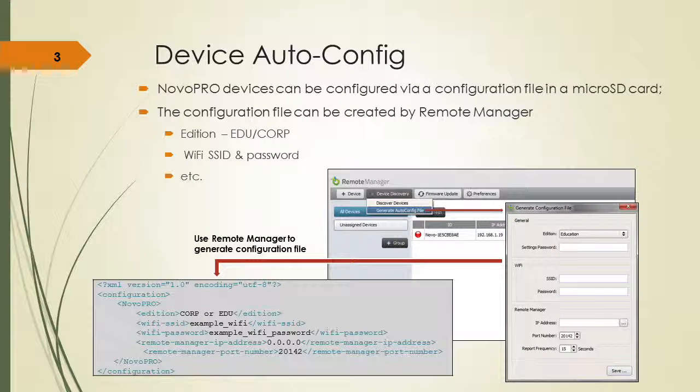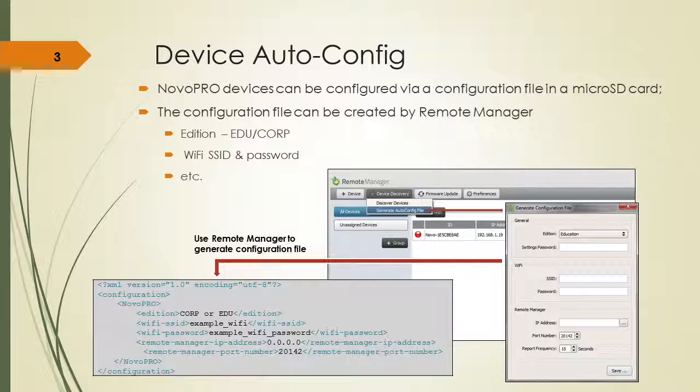In relation to the proper network deployment, here we highlight a key feature called Device Auto-Config. This is very important for large-scale deployment. The video Remote Manager Basics also covers this topic. In a small-scale NovoPro deployment, those individual NovoPro devices can be added into Remote Manager manually, one by one. However, in a large-scale deployment, utilizing Device Auto-Config is an ideal solution to help you avoid this labor-intensive process.